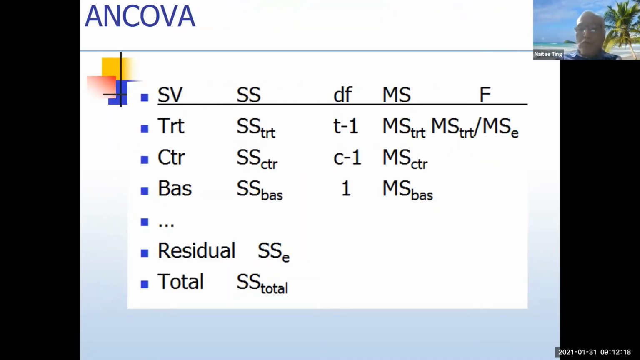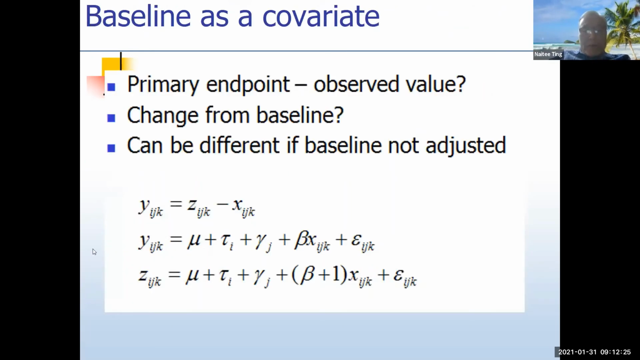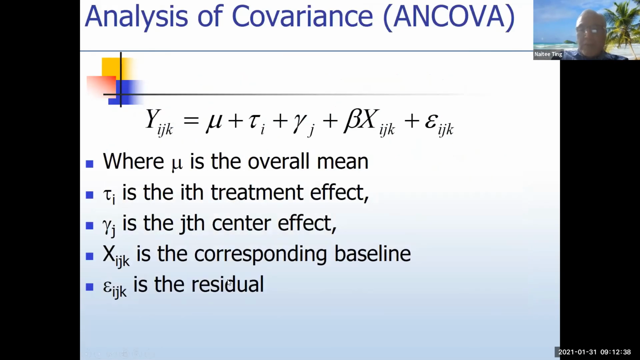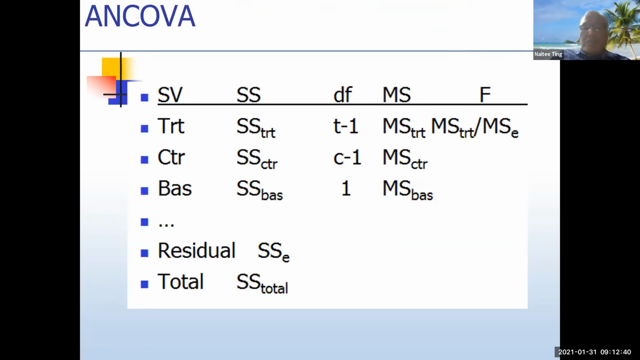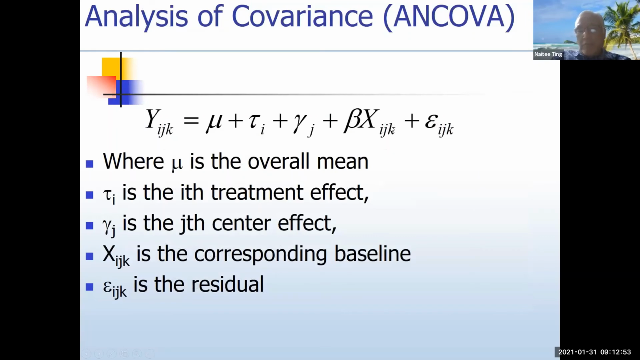There are three reasons why we incorporate baseline in the model. The first reason is that by incorporating baseline in the model, whether you're analyzing the change from baseline or the last observation, your treatment effect is not affected. The second reason is that by adjusting for baseline, you can adjust for potential imbalance. The third reason is that introducing baseline in the model helps you reduce the residual sum of squares. So given these three reasons, baseline can be incorporated in the model.